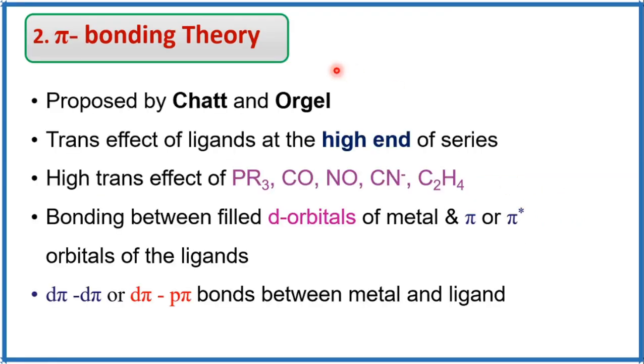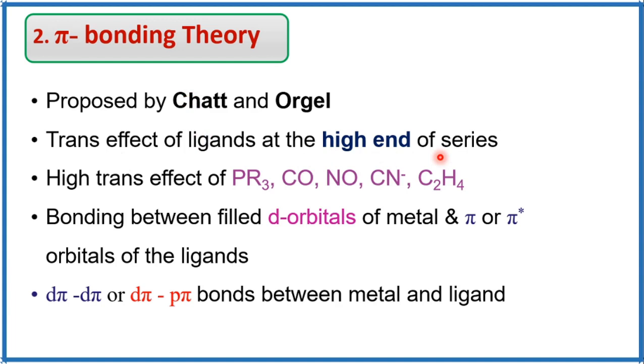And the second theory is the pi bonding theory. We have seen how the electrostatic polarization theory explained the trans effect of ligands like chloro and bromo, which have the polarizability factor. Whereas this pi bonding theory explains the trans effect of the high end of the series. That means, already we have seen what the pi bonding ligands are.